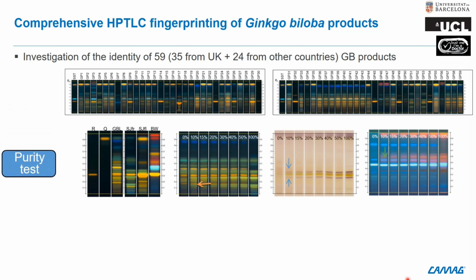So the purity can be checked by different detection modes used on the same plate by comparison with the fingerprints of the known adulterants. In a mixture, the presence of the other plant species down to 10% can be detected. So this is a typical fingerprint of Ginkgo biloba leaves, this one of Sophora fruit, this one of Sophora flower, and this one of buckwheat herb. And those are mixtures with the typical adulterants down to 10% with Ginkgo biloba.